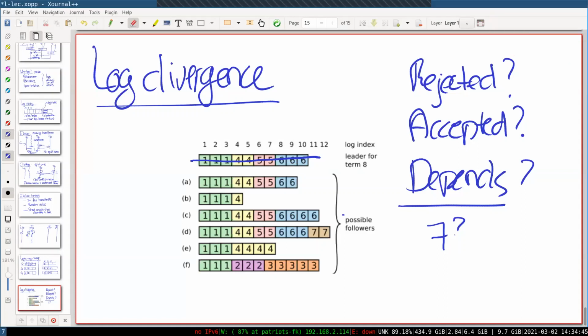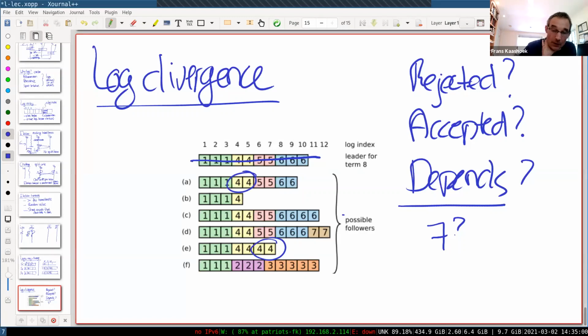Sorry, all the commits after term 4 are not committed then here, right? So these two 4s, those are not committed. The first two 4s, those would be committed, but then everything after wouldn't be. The two 5s will be committed. The two 6s will also be committed.